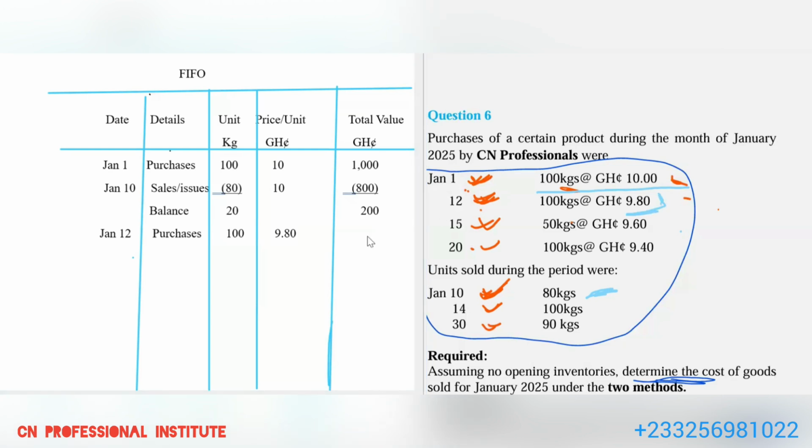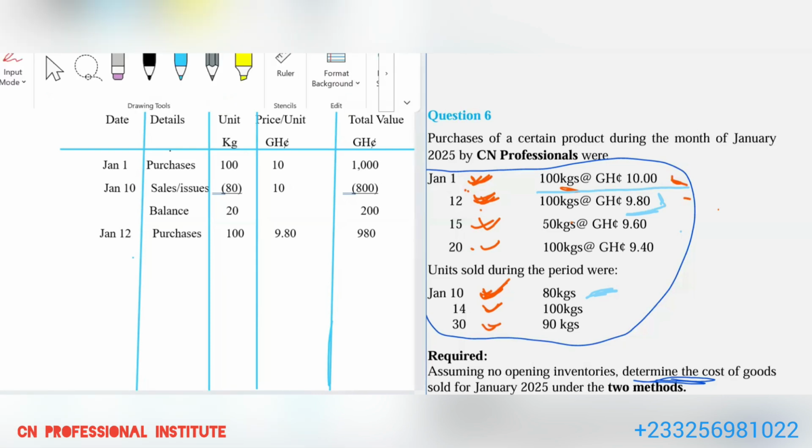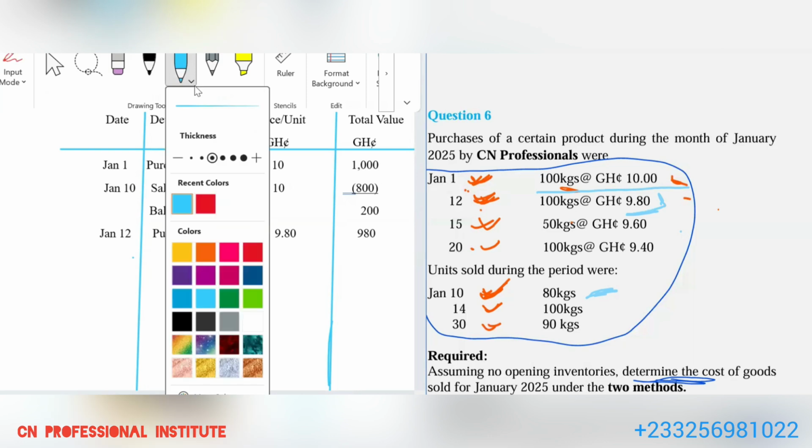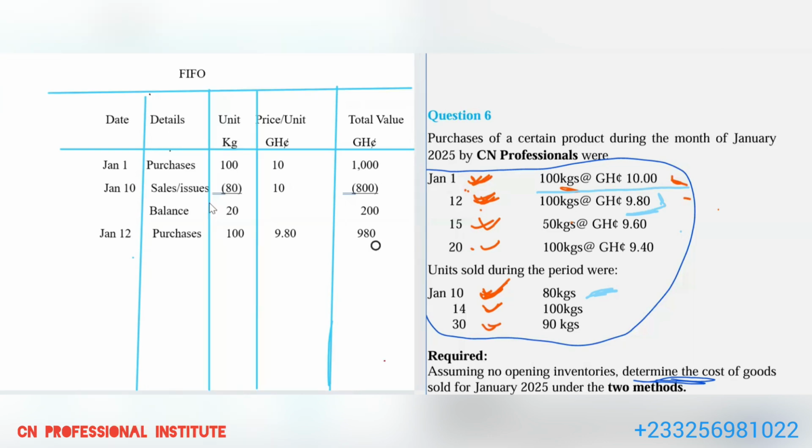Then you multiply, what do you get? That should give us 980 cedis, right? 980. Then after adding the 100 unit purchase, so let me change my drawing color. Okay. So if we add the 20 here to this one, we have 120 units now, right? Okay.